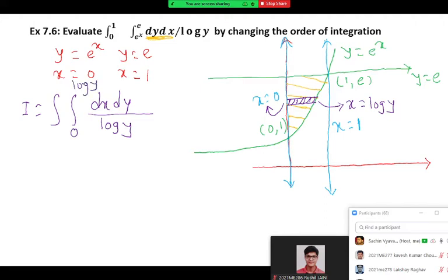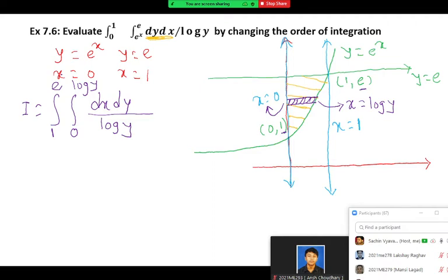And the last, what about the outer limit now? What is the minimum value of y and maximum value of y over the region? 1 to e is the correct answer. You will observe the minimum value of y at this point is 1 and the maximum value is e. So that is about the change of order, because the question is to evaluate this double integral by changing the order of integration. As the question is to change the order, we changed that, and now we just have to evaluate it.